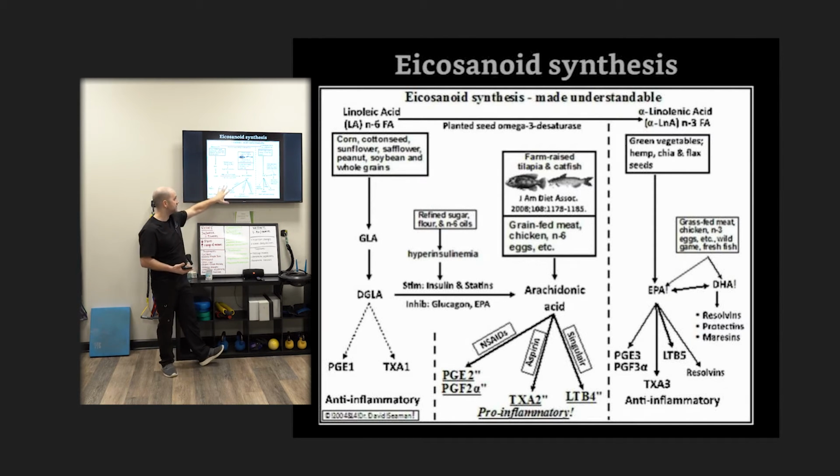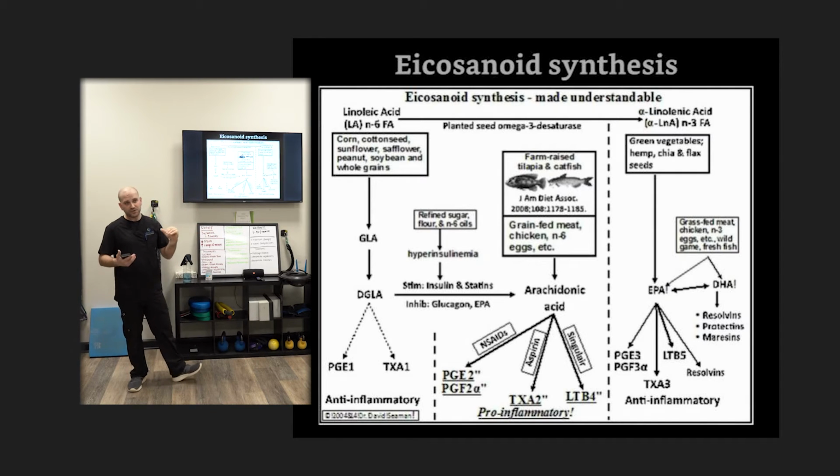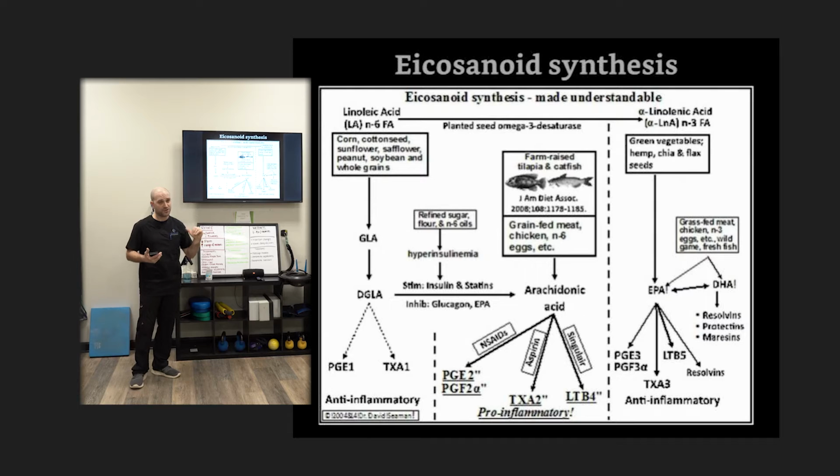So most of us, if we're eating a standard American diet, our blood sugar levels are way off. So when blood sugar gets elevated, what else gets elevated with it?